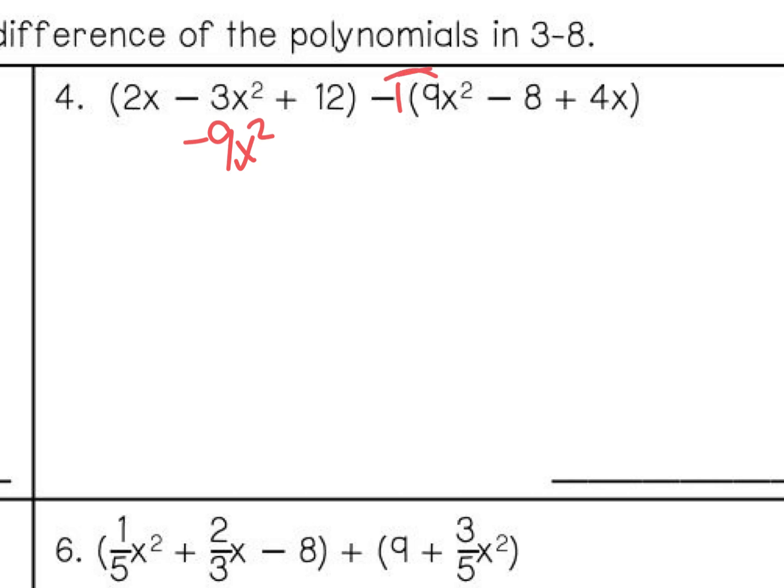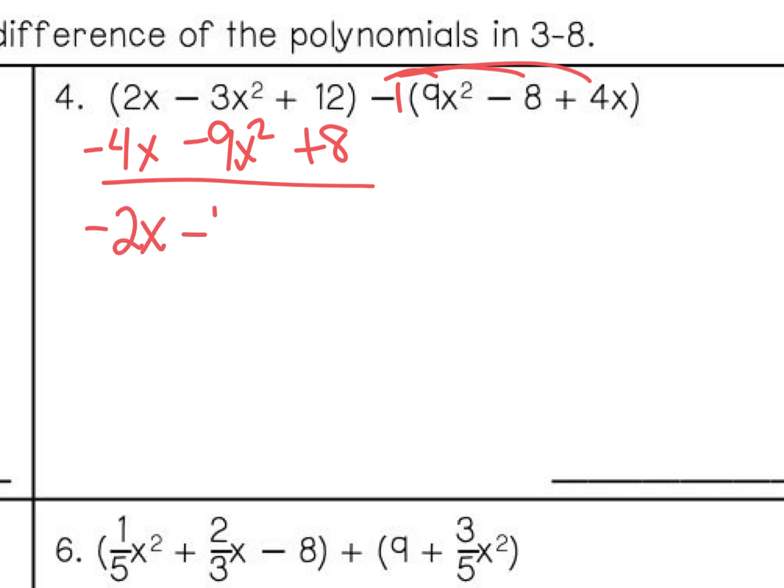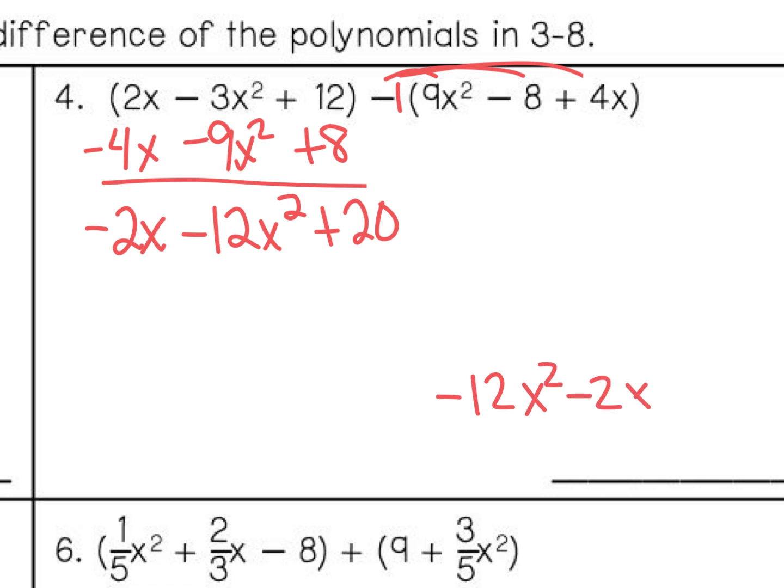A negative times a negative is a positive, but that's my constant. And then I have negative 4x. So you can go ahead and write negative 2x, negative 12x squared, plus 20, but when you write it, make sure you write it in standard form. So we need that x squared first and ending with our constant.